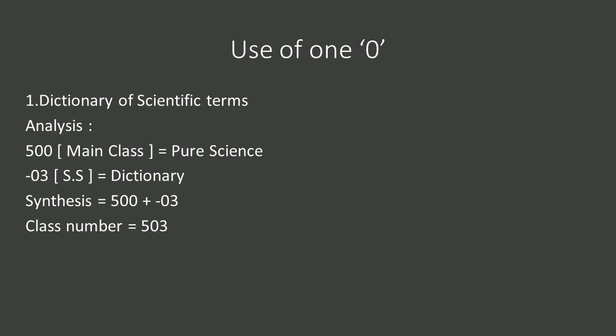from the end of the main classes. Here there are 2 zeros, I have removed 2 zeros from here. So, I have taken 5 and 03, 03 for dictionary. Okay.